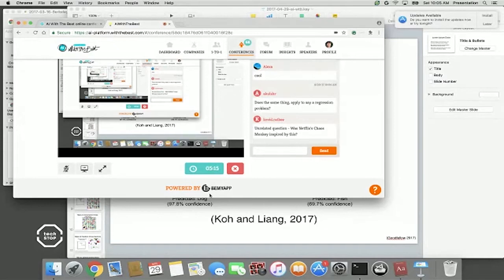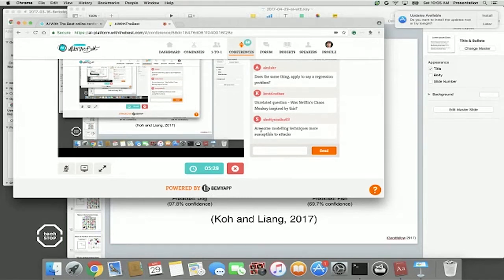And someone asked if Netflix's Chaos Monkey was inspired by this. I actually don't know what Chaos Monkey is, so I would need to read about that separately before I can answer this question. And okay, someone asked, are some modeling techniques more susceptible to attacks? I'll be covering that later in the talk.